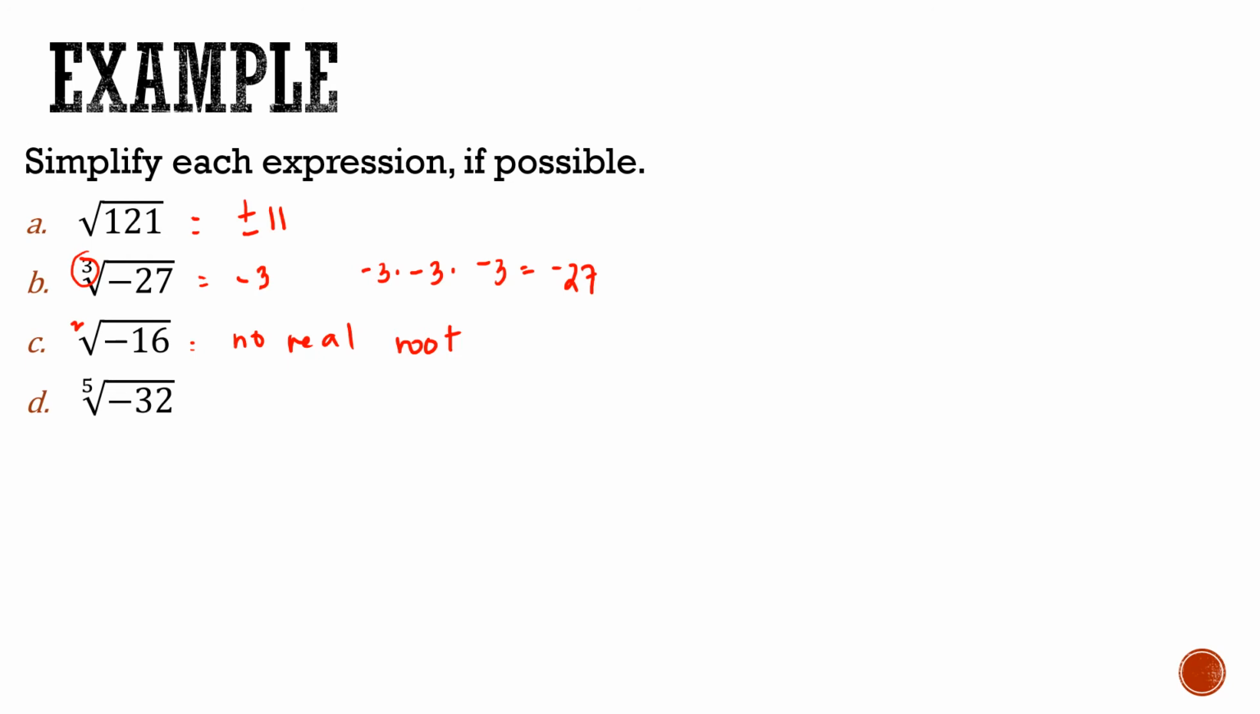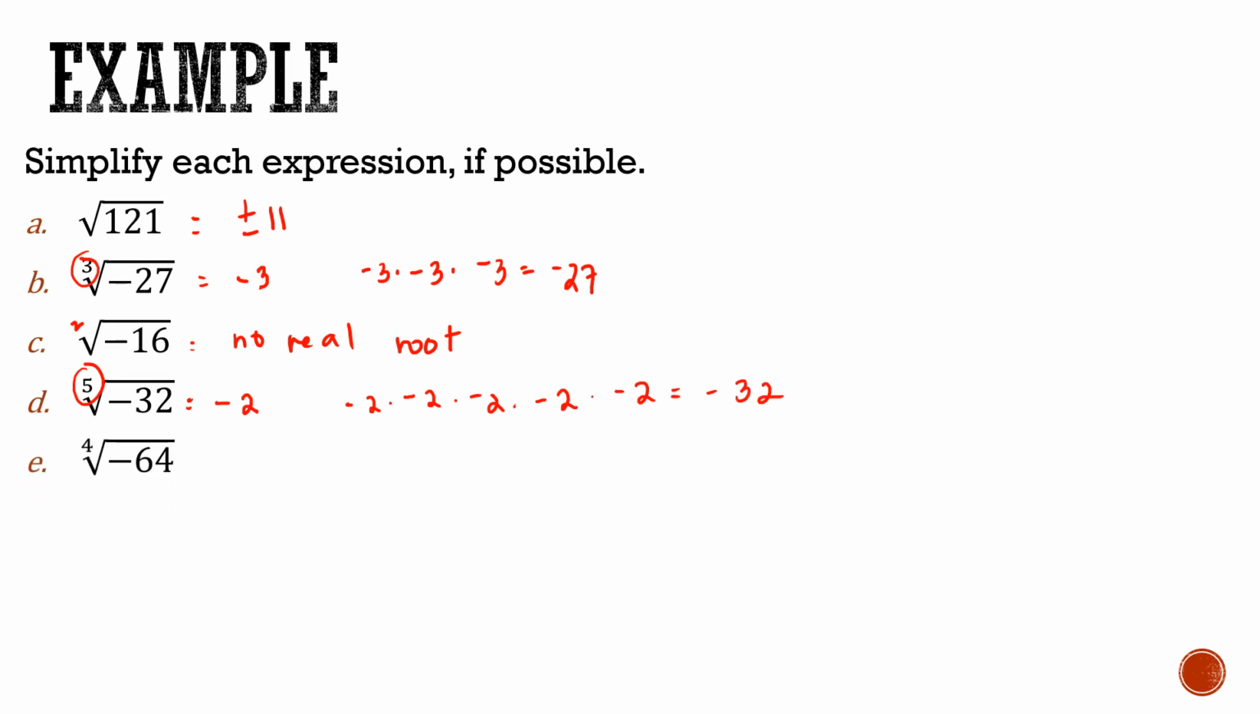The fifth root of negative 32. This can be solved because our index is an odd number. Therefore, since the radicand is negative, the answer is also negative. So the fifth root of negative 32 is negative 2, because negative 2 times negative 2 times negative 2 times negative 2 times negative 2 is equal to negative 32.